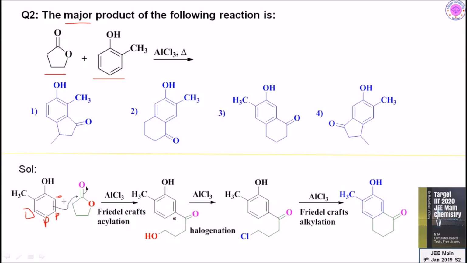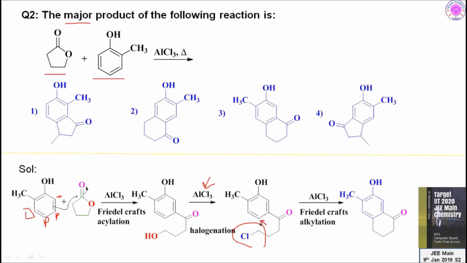Next, is it going to stop here? No friends. Further, this hydroxy group is going to convert into chlorine. Halogenation of alcohol to chlorine in presence of aluminum chloride is known friends. So with the use of aluminum chloride, this alcohol turns into chloride. We know that when this chloride is ready in presence of aluminum chloride, alkyl halide and benzene undergo Friedel-Crafts alkylation. Friedel-Crafts alkylation. So this chloride is going to attack here.